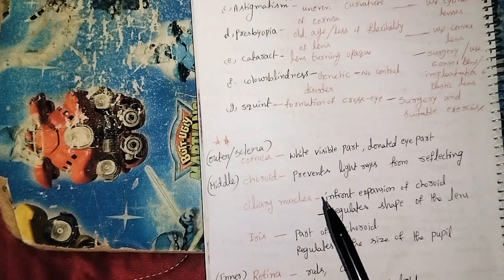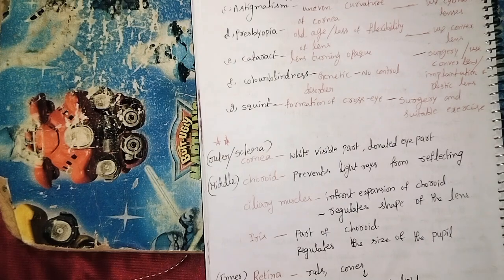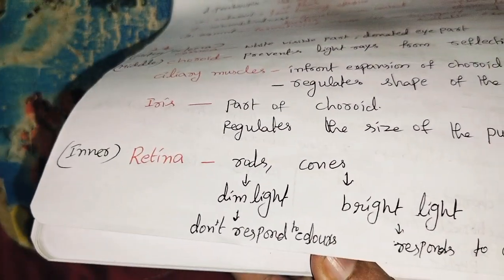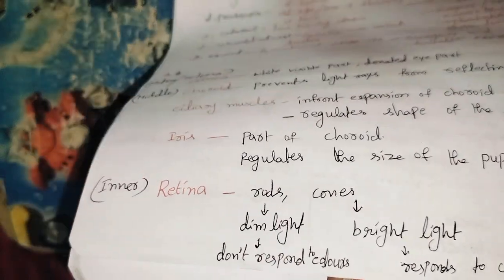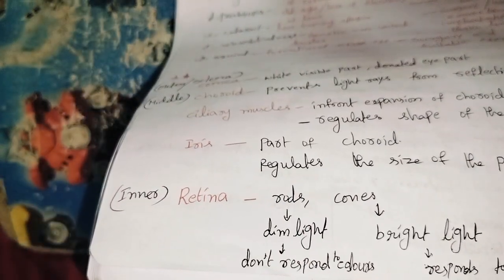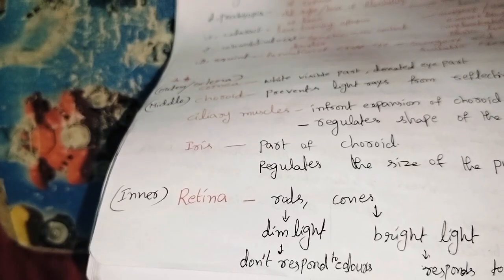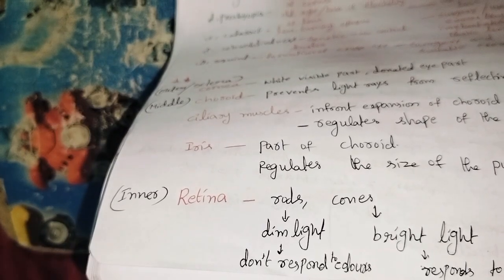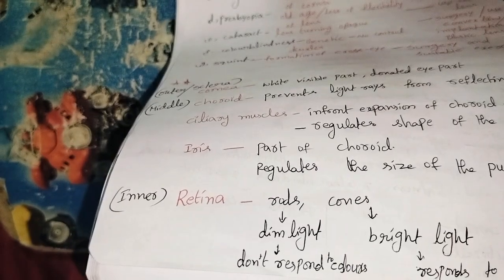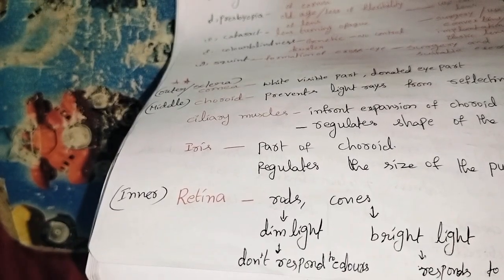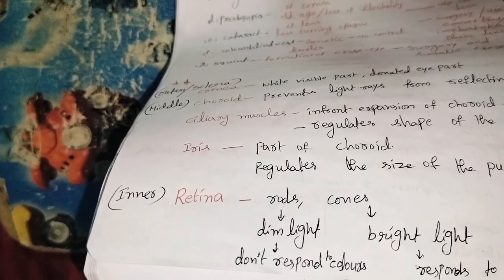Last part, inner part. Inner part is retina. So retina has rods and cones. Rods work in dim light, so they don't respond to colors. Why? Because they work in dim light, in the dark place.